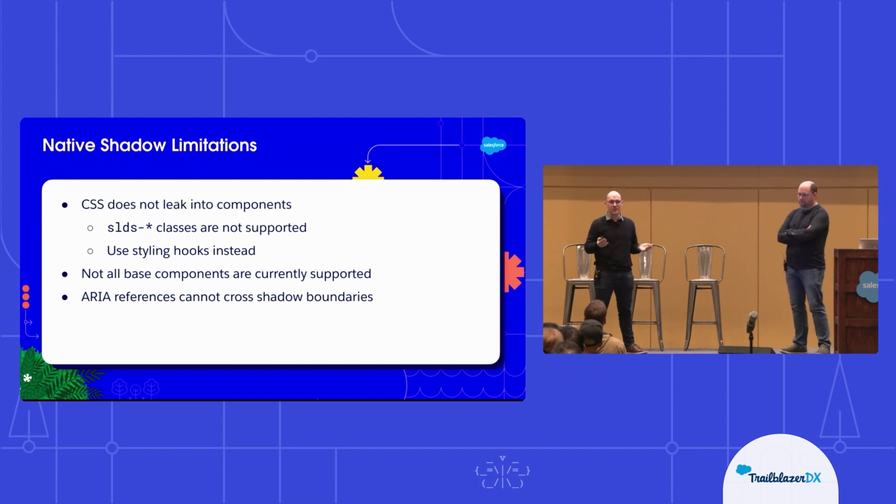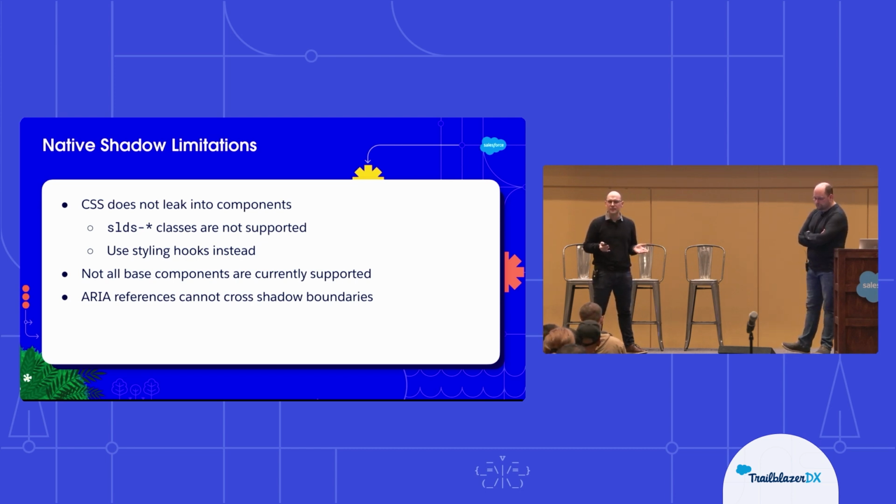Now, I do have to mention that native Shadow DOM has some limitations currently. The biggest one is one I kind of alluded to earlier, which is that CSS does not leak into components. What that means is that as components are authored today, things like SLDS classes are not supported. Instead, you would have to use styling hooks, which work across synthetic shadow and native shadow. The class syntax does not because of the way that CSS is encapsulated in native Shadow DOM.